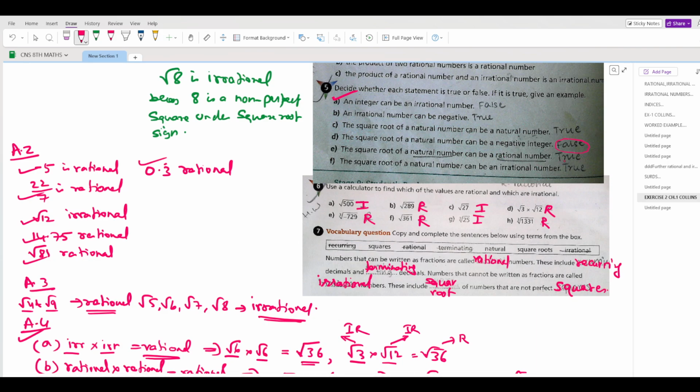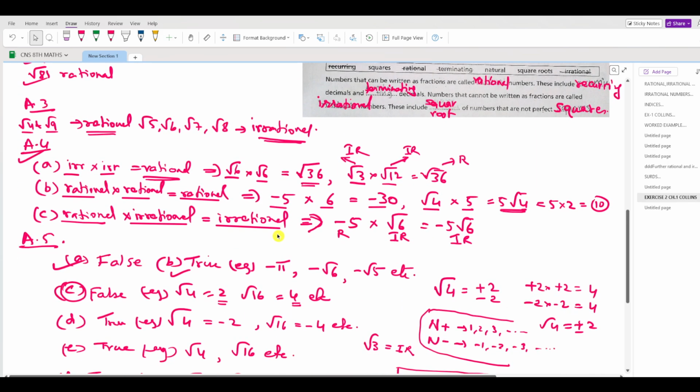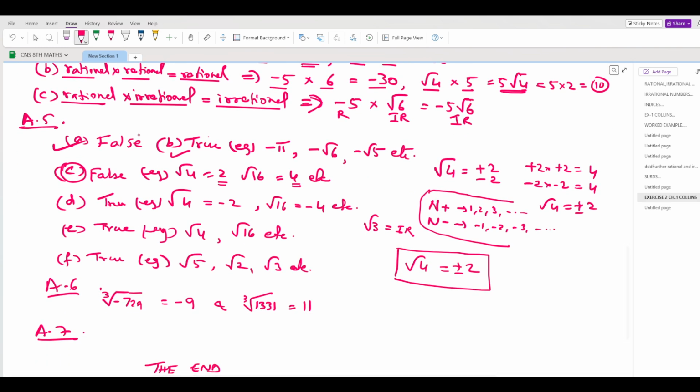Okay, so this is not true. It is false. You know why false? Because it can be. The square root of a natural number can be a rational number. He's saying "can be" a rational number, so he's not saying that it always should be rational. So it is true. If you take the square root of 4, 16, and all those numbers, then definitely this example, square root of 4, square root of 16, will be true. So E is also true.